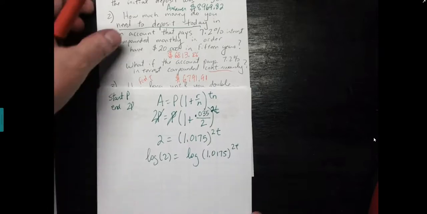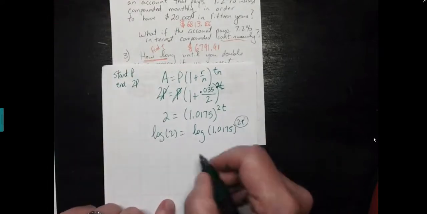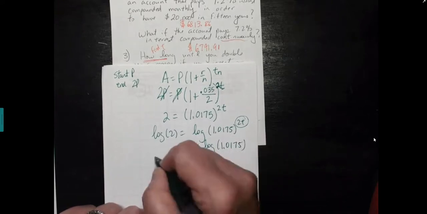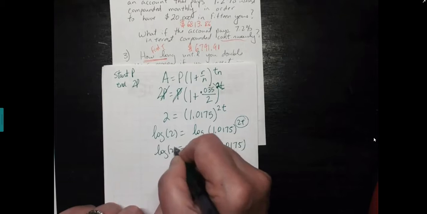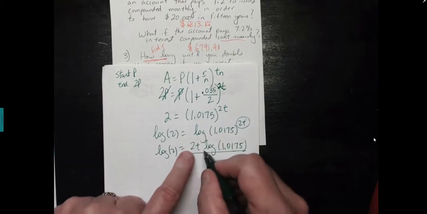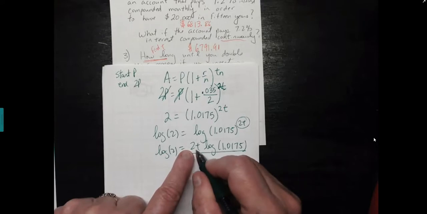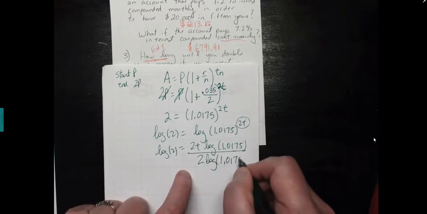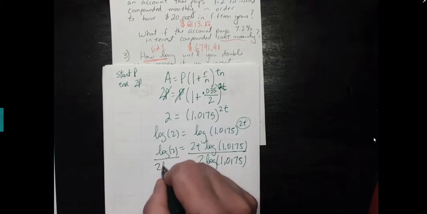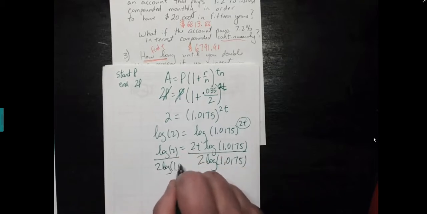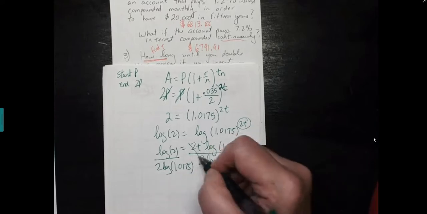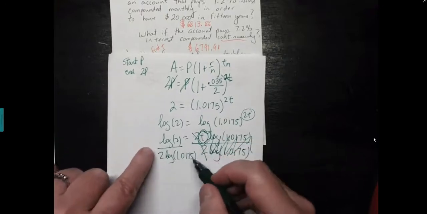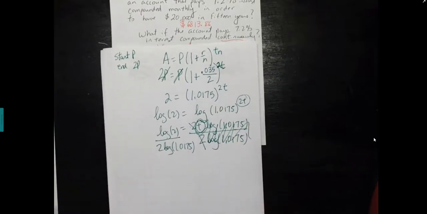Now, using the power rule for logarithms, I'm going to bring this 2t out the front. And then I'm going to divide both sides by, well, I want t by itself, and it's multiplied by 2 times that. So I'm going to divide both sides by that. And the 2's cancel, and these logs cancel, and I'm left with t. So how long will it take? It'll take that long. How long is that in years?